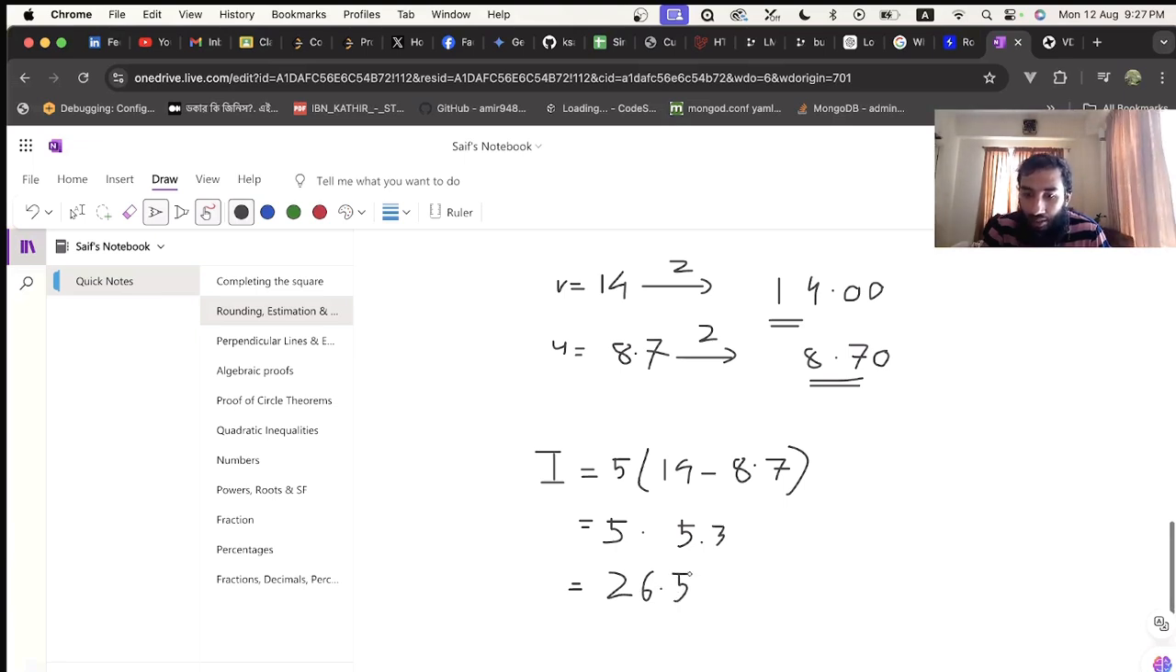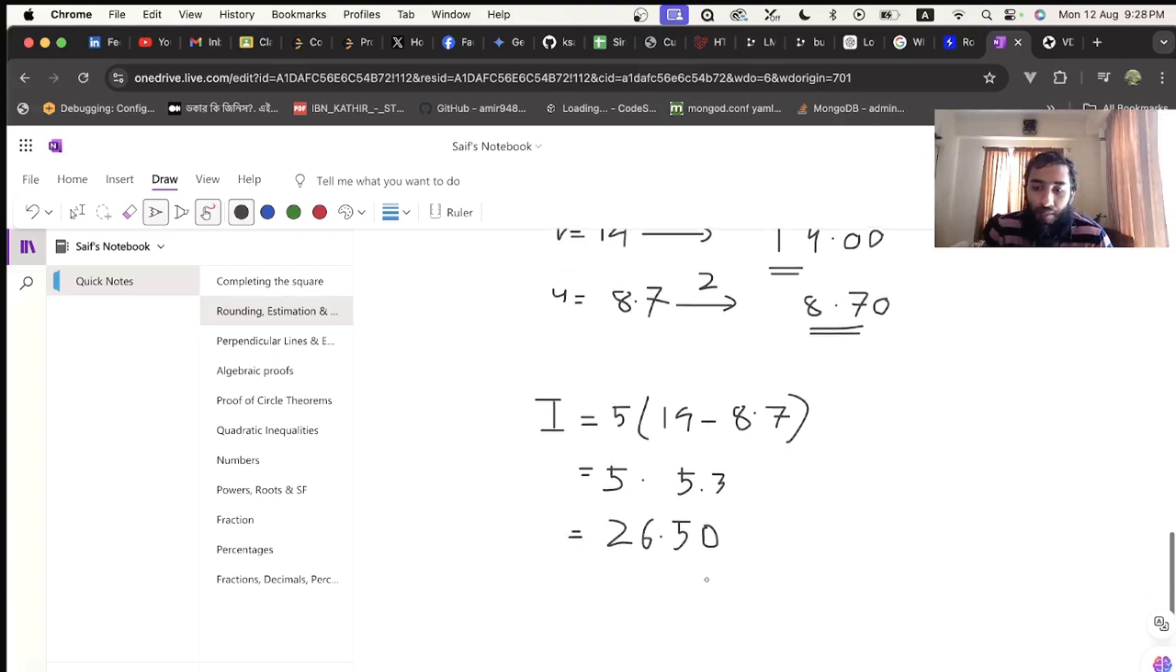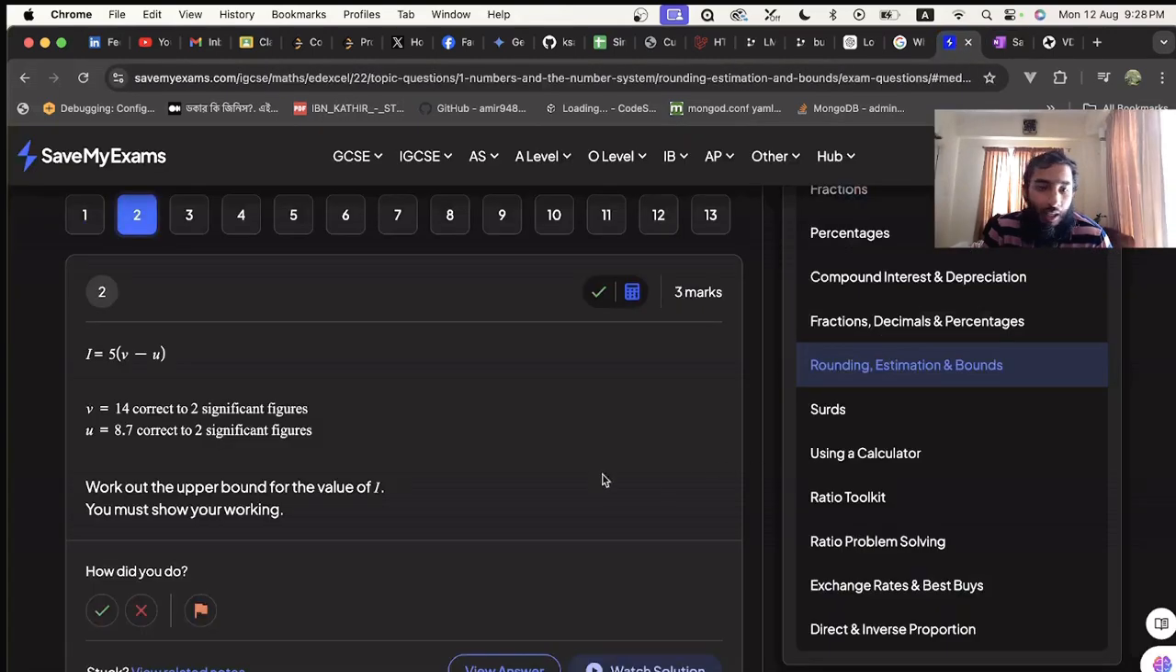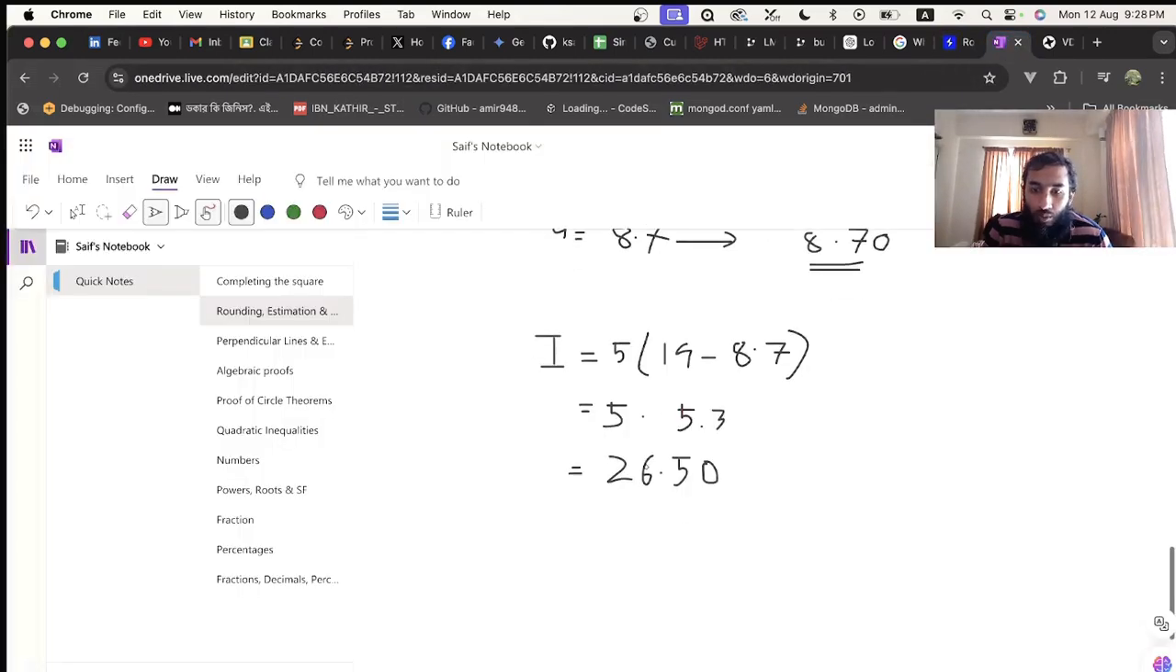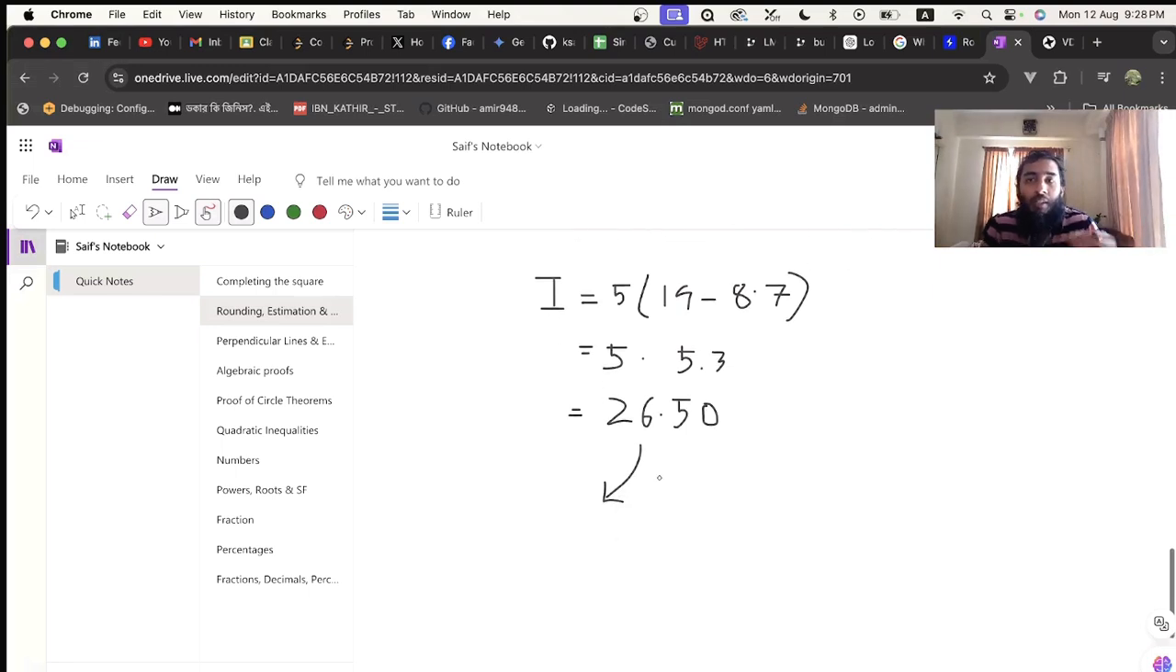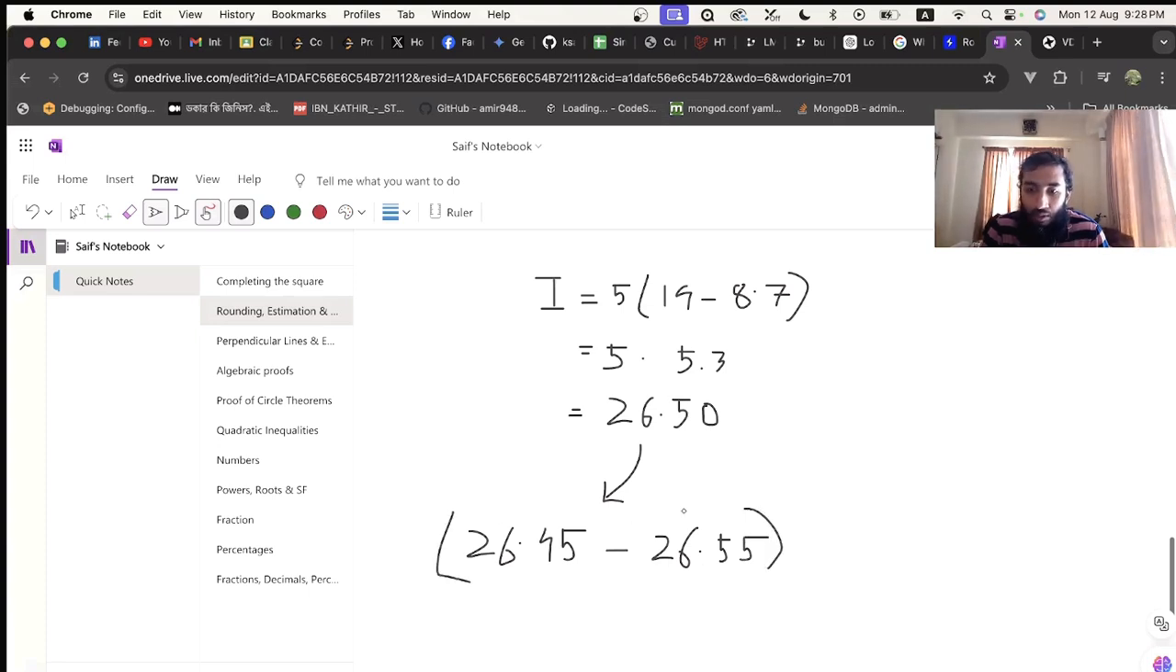Now we can write it just as 26.5, or we can also write it as 26.50. Okay, so you have to find the upper bound of the value of I. So what is the upper bound of 26.50? 26.50 can be given as a range, which is 26.45 to 26.55. So any value within this range will be closest to 26.50.